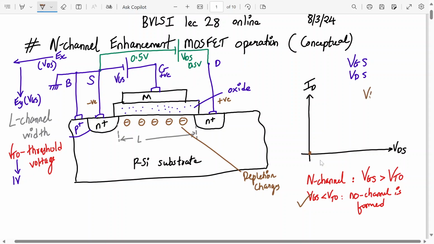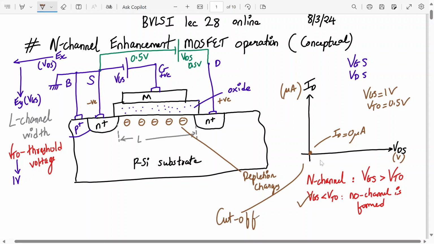So here what are we doing? We are applying VGS equal to 1 volt, VTO is equal to 0.5. So this condition is satisfied, no channel is formed, and ID is 0. So in this case, ID is 0 microamperes. Okay, this is normally in microamperes and VDS is normally in volts. So which mode of operation is this? Can you tell me? Of the MOSFET? Cutoff mode, correct? So the MOSFET is in cutoff mode right now.